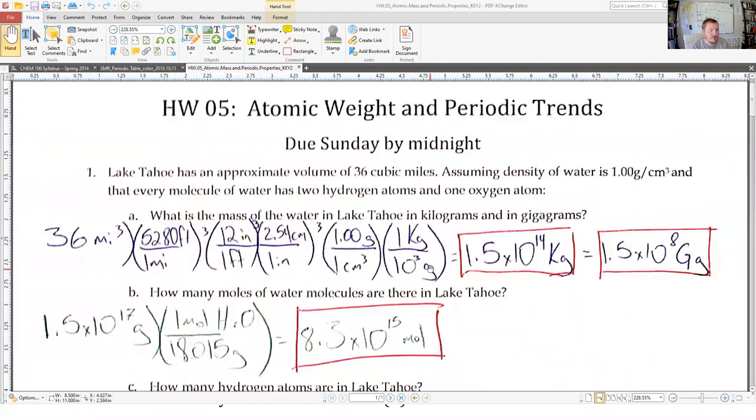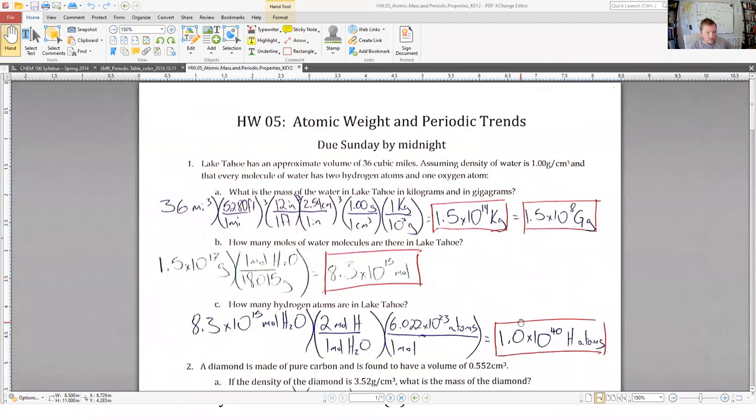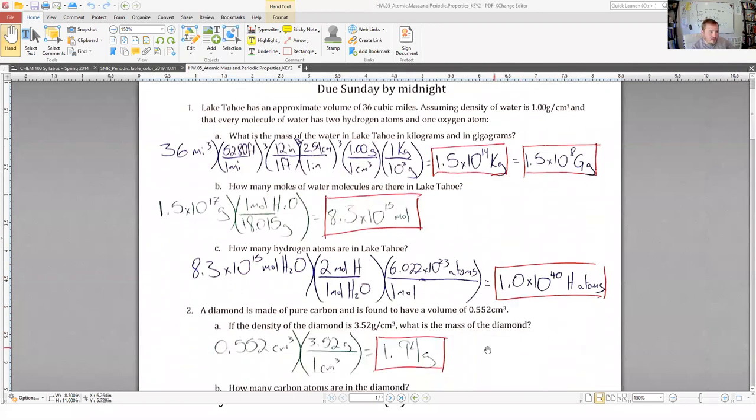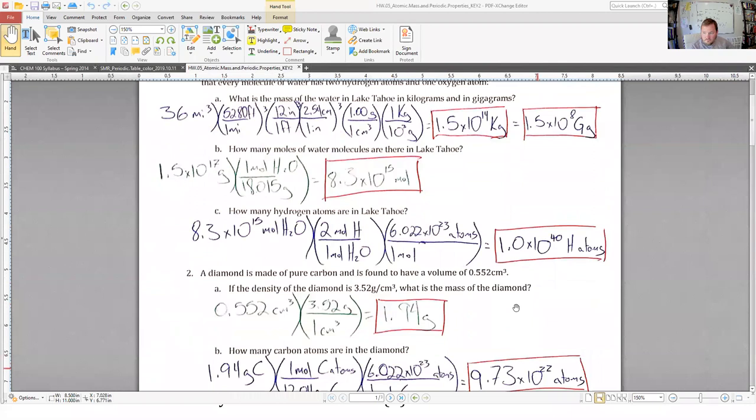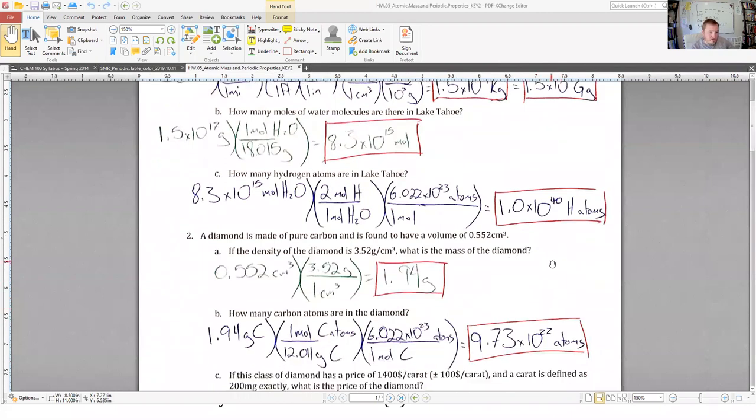Any other questions on the homework? Anything in particular that didn't make sense from the key? I think I gave you guys a pretty good explanation of how to use these atomic masses and how to use moles as a conversion, although it does still take practice. We'll keep working with that.